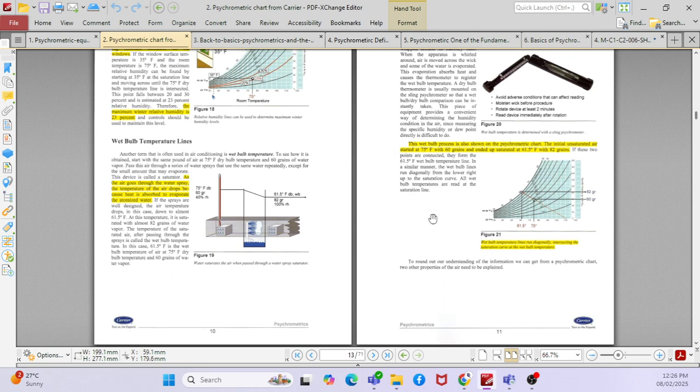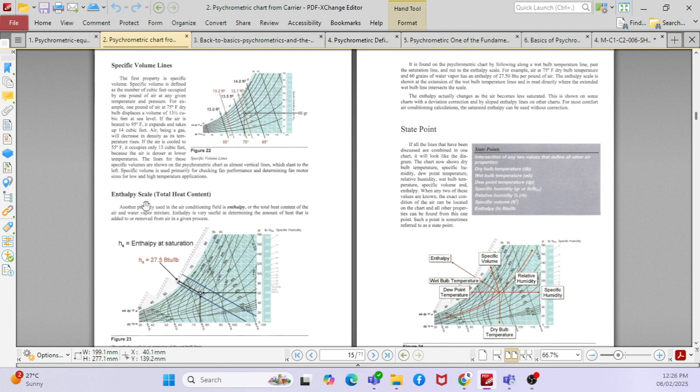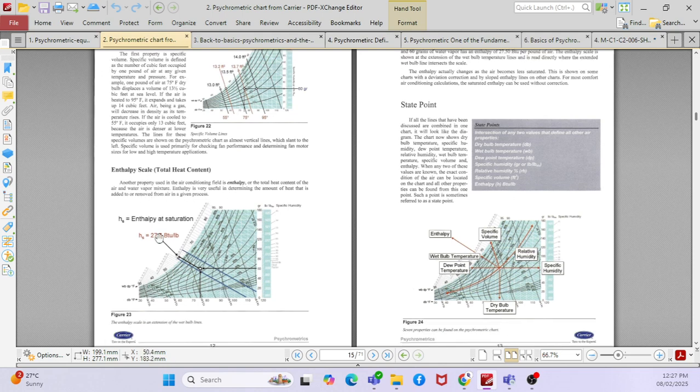Okay, then if you go further down, you have the enthalpy scale. Okay, how to calculate the enthalpy? Remember, you are a manufacturer. You have to calculate what the sensible heat is and what the latent heat is. So you should first understand what sensible heat is and what latent heat is. When you say sensible heat, it is related to dry. When you say latent heat, it is related to the moisture content, right?